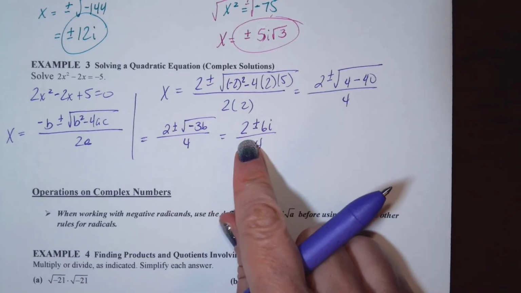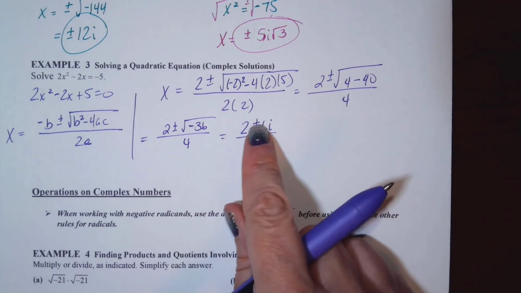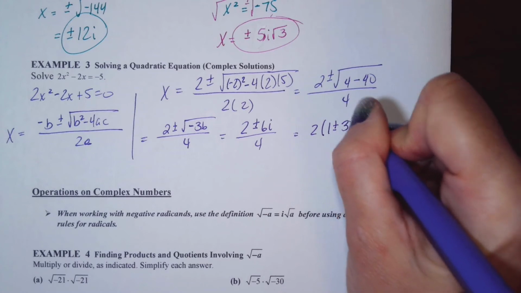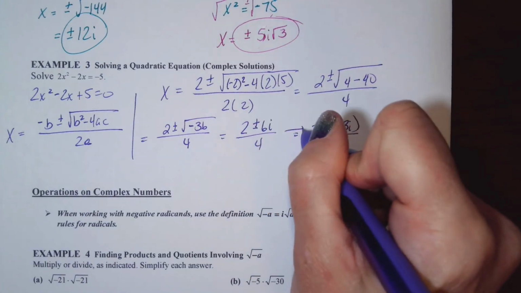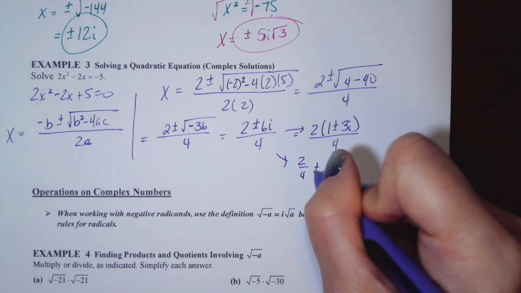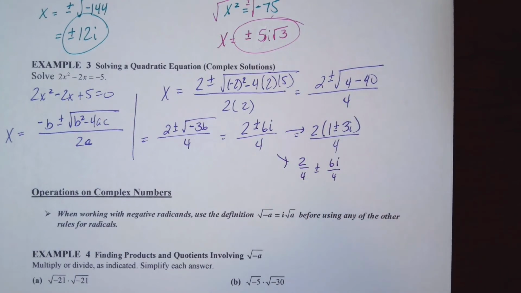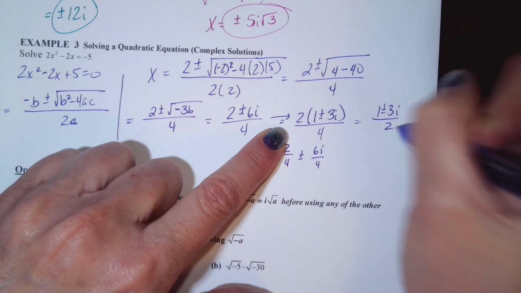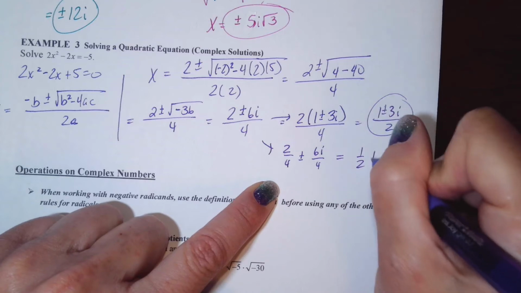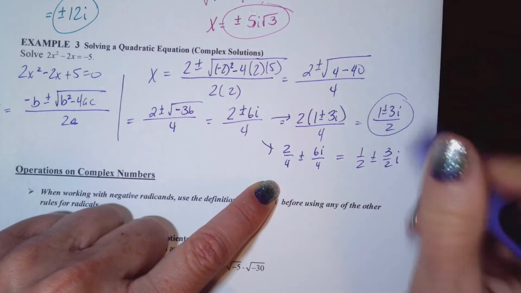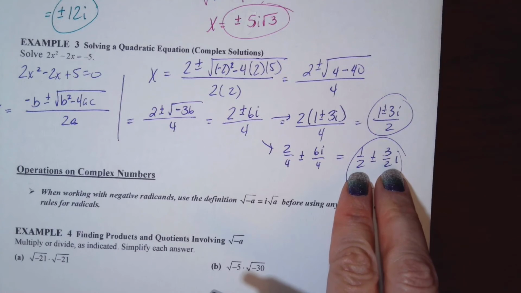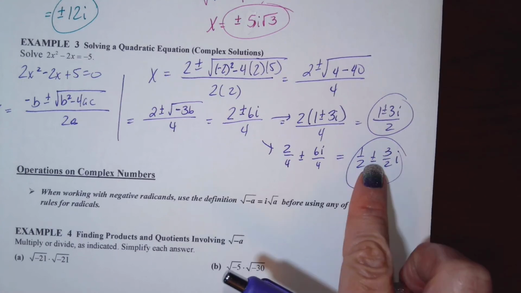Now I've got a couple of ways. We've talked about this before this semester. I can factor out this 2 in my numerator and look at it as 2 times 1 plus or minus 3i over 4, or I could say 2 over 4 plus or minus 6i over 4. Whichever way I do this, if I do this, I get 1 plus or minus 3i over 2. If I do this, I get 1/2 plus or minus 3/2 i. That is the same solution, either way. This is in my standard form for complex imaginary numbers, a plus or minus bi.